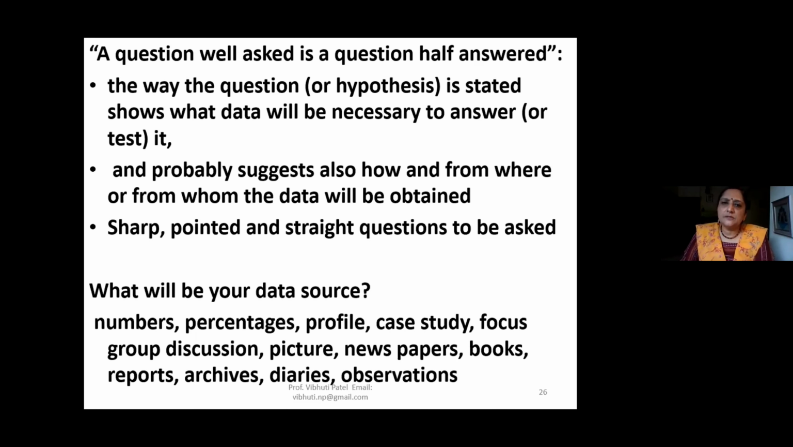What are the data sources for you? Whether they are numbers, percentages, profiles of individuals or institutions, case studies, focus group discussions. For the Minority Commission, we did not have time. We were given only 6 months to come up with the report.